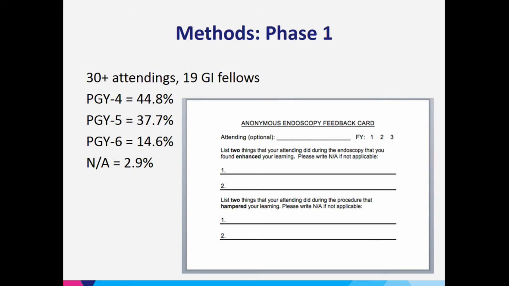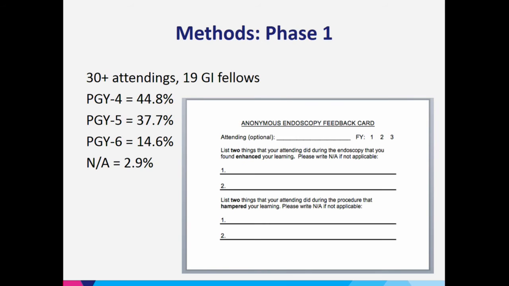Fellows were instructed to fill this out voluntarily. They didn't have to fill out every single thing. They could fill out just 1 positive behavior or 1 negative behavior, whatever they wanted, on a voluntary basis during their endoscopy time during fellowship.